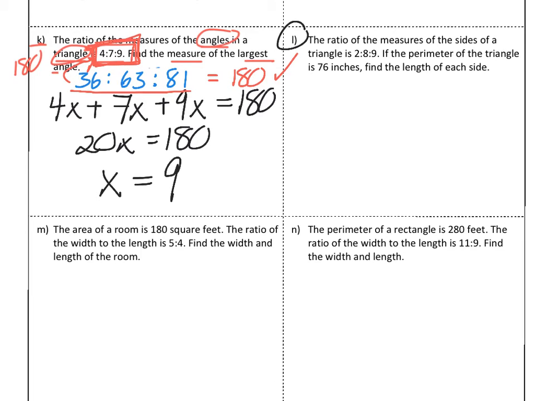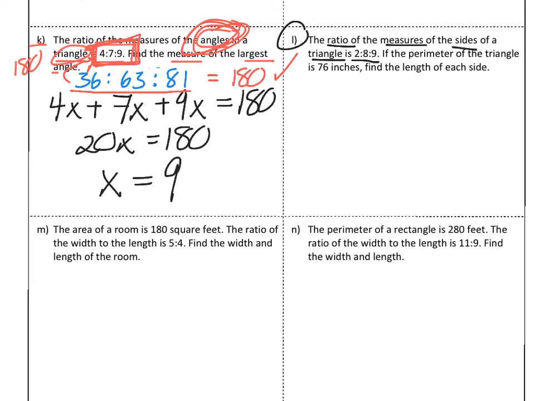Now the next one for L is very similar. All right, they give me my extended ratio, 2, 8, 9, but now these are the ratio of the measure of the sides of a triangle. Well, the sides might equal 180, but there's no guarantee. That's only true for the angles like we had in the last problem.